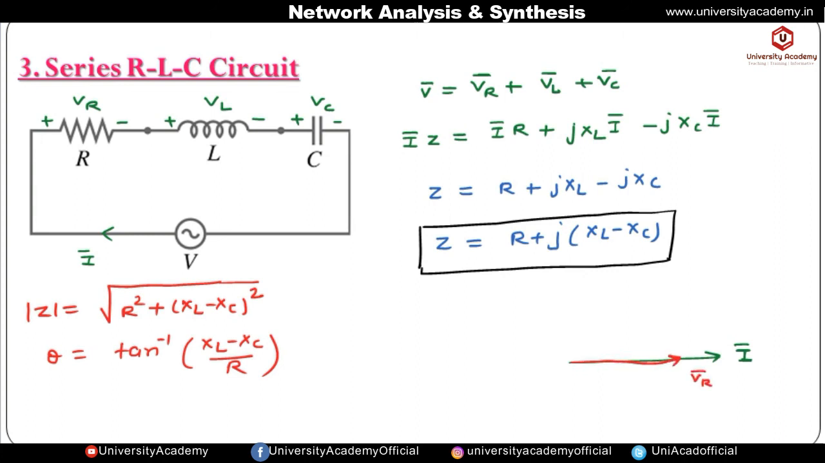Now what is VL? In case of an inductor, current is lagging the voltage. It means voltage will be leading the current phasor, so this is the VL phasor. And in case of capacitance, current is leading, it means the voltage VC will be lagging. So voltage is lagging, it will be in the downward direction, so this is the VC phasor. We have to take VL minus VC. Let us consider that XL is greater than XC. So we have considered XL is greater than XC.